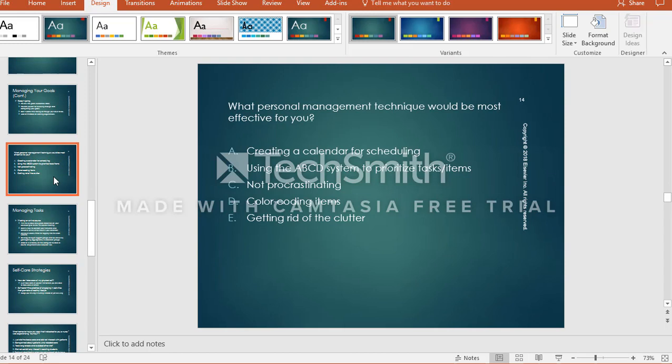So what personal management technique would be most effective for you? Calendars, really not my thing. ABCD system, I don't really have stacks of anything. So I guess not procrastinating, color coding items, and getting rid of clutter. I would have to say C is more how I operate, and E. I don't like clutter, and I don't like to procrastinate. If I don't get it done right away, I will stress about it for a long time, and that to me is just not fun.